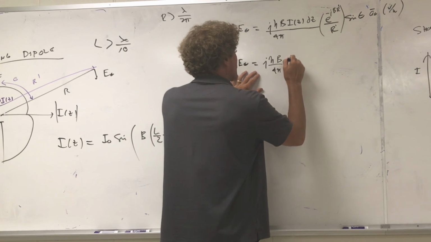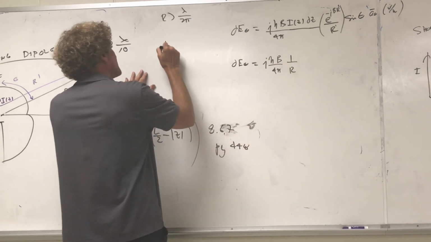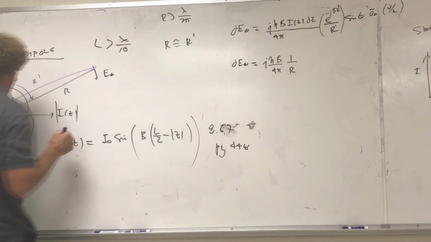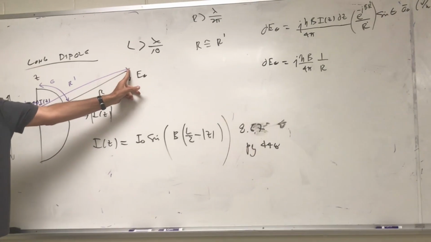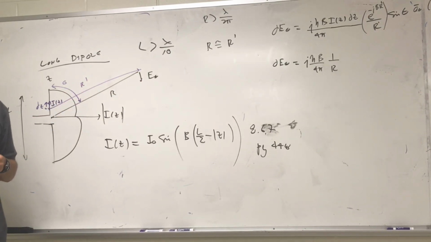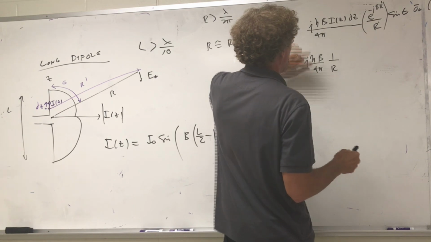Now I can take the 1 over r prime equals 1 over r. So in magnitude, r is about equal to r prime. Now, I'm not talking about phase change, but I'm saying the distance from here to this point of observation is about the same as this one. You might as well just say we're a long way away and these are parallel rays. It's easier to think of it that way. So I can pull out 1 over r. I got the 4 pi.